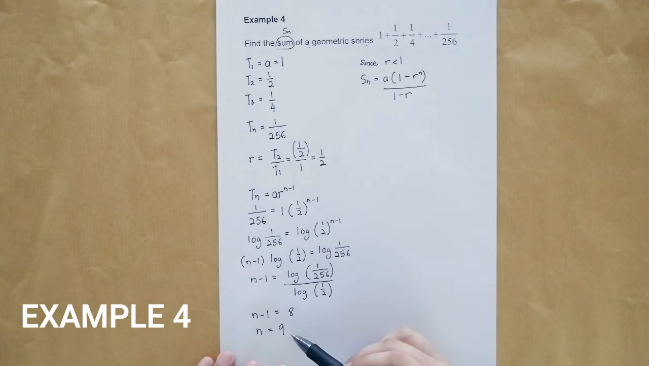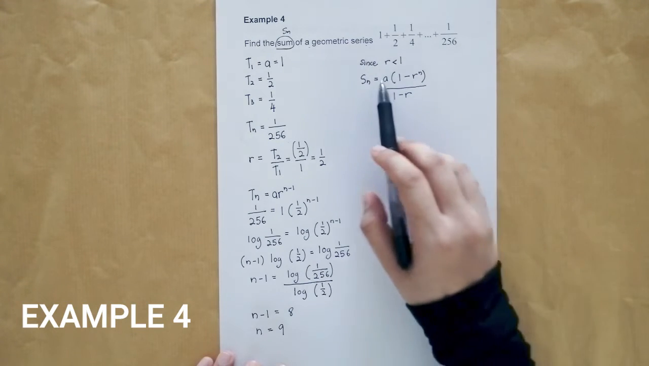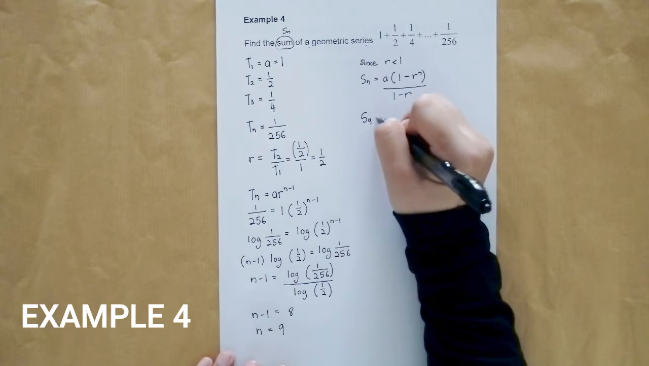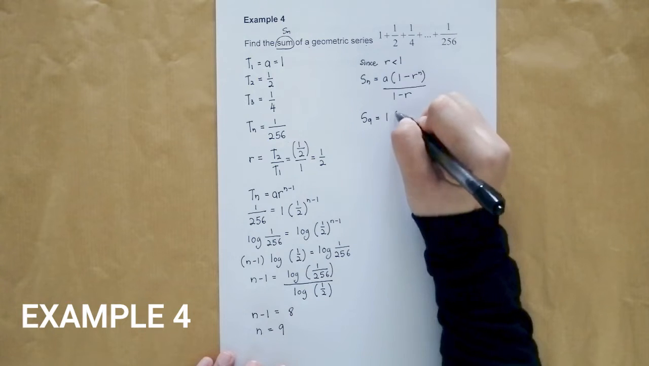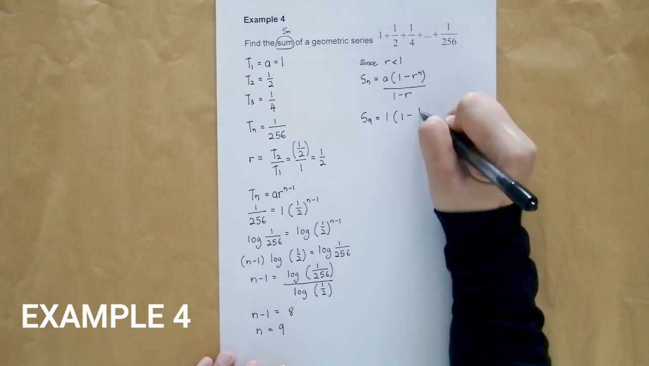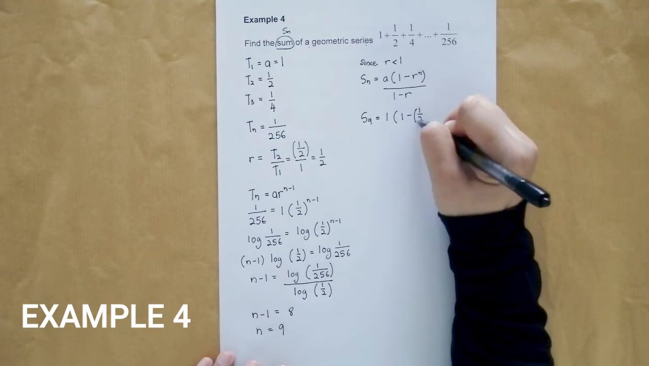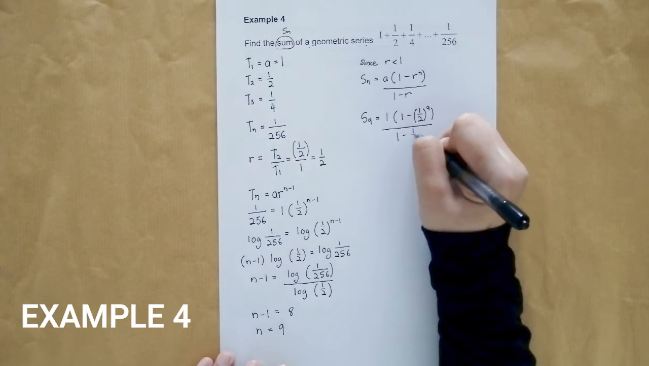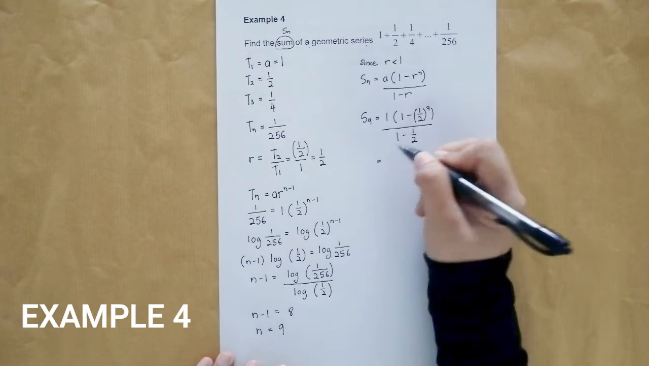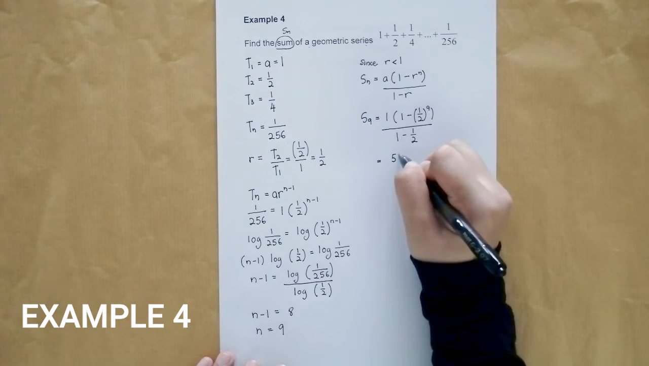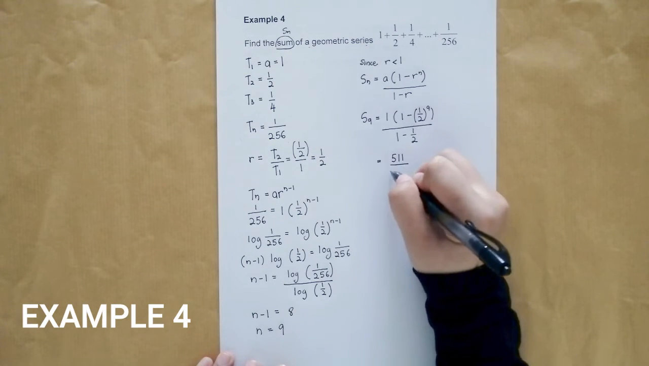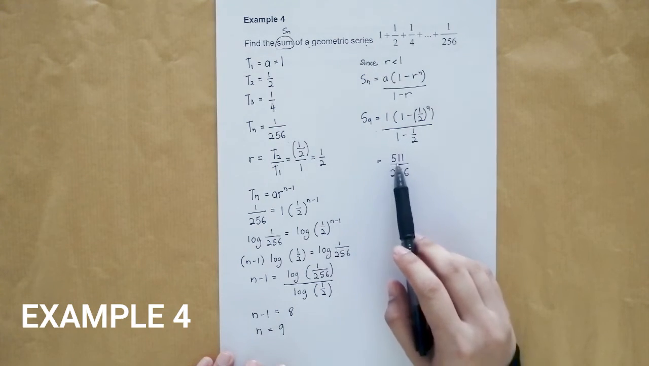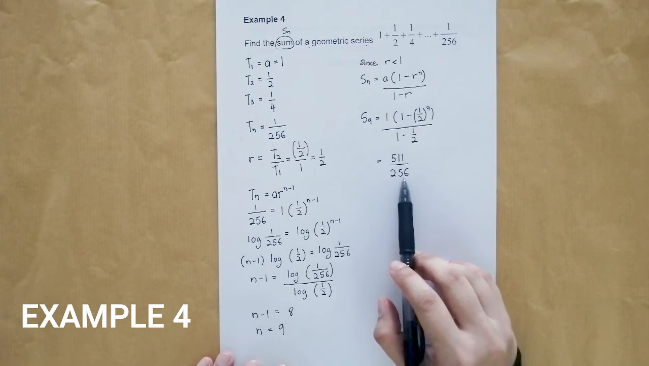Now, we know the value of n is 9. You can substitute in this formula. So, we have S9 equal to 1 in the bracket 1 minus 1 over 2 to the power of 9, over 1 minus 1 over 2. So the answer is 511 over 256. So S9 equal to 511 over 256.